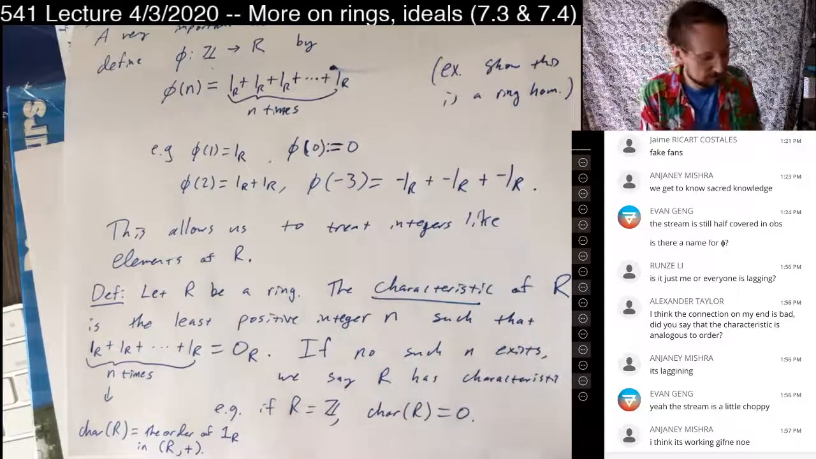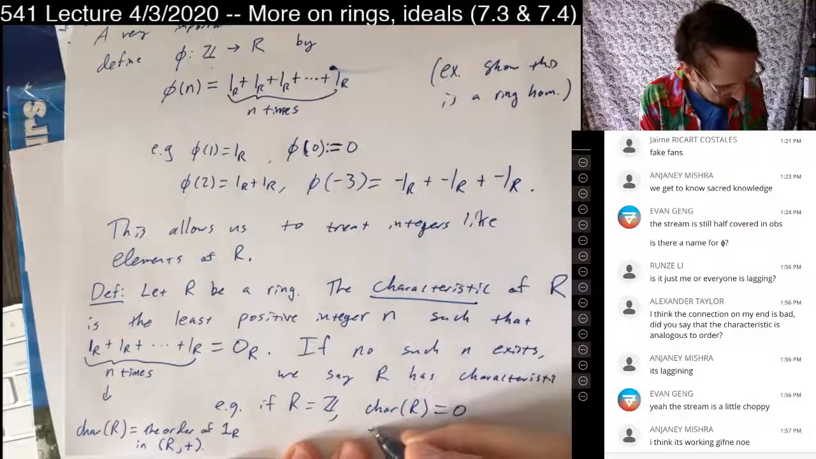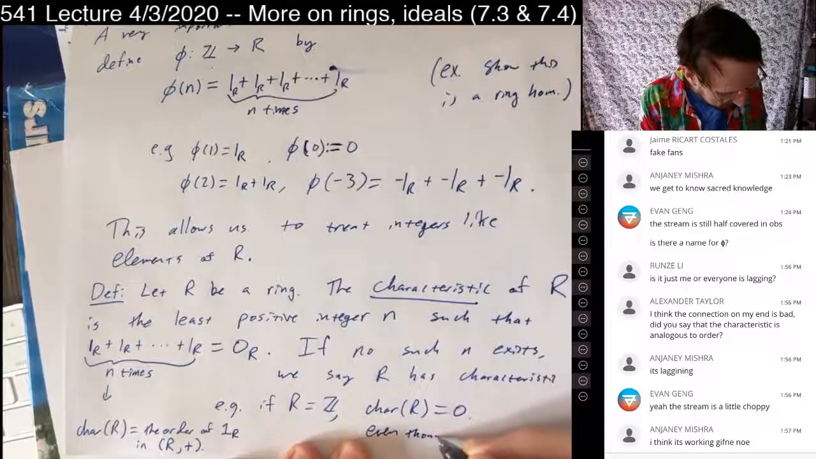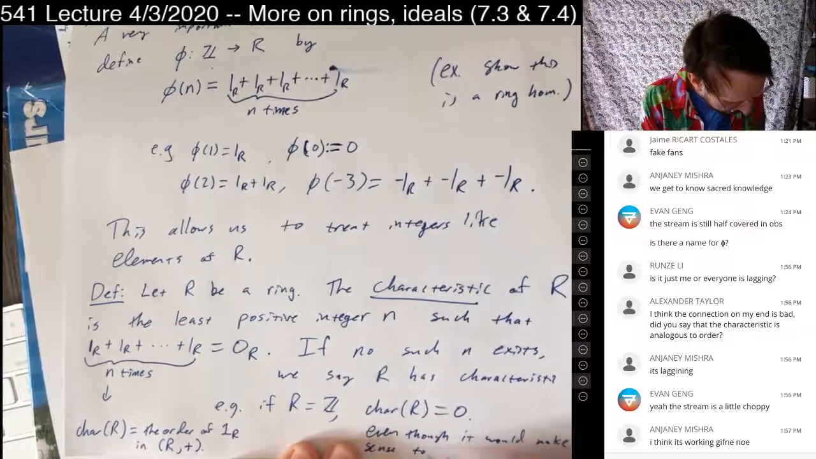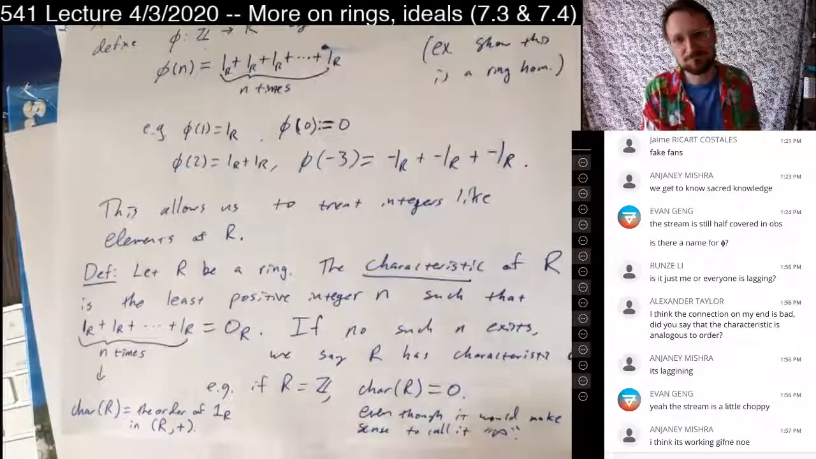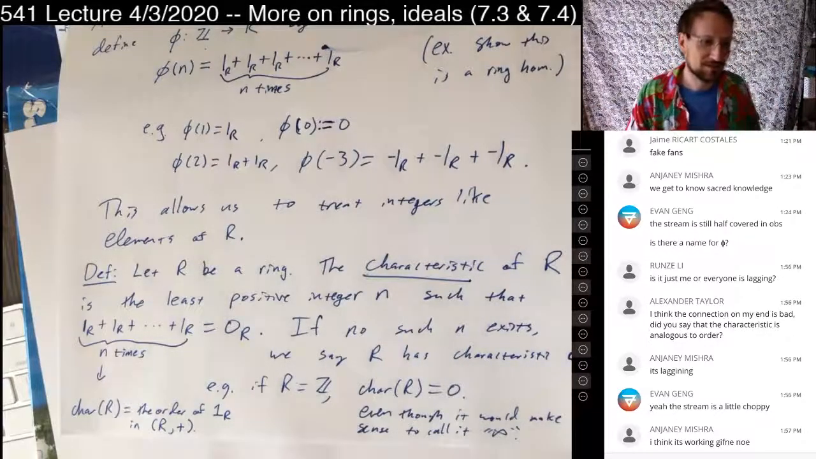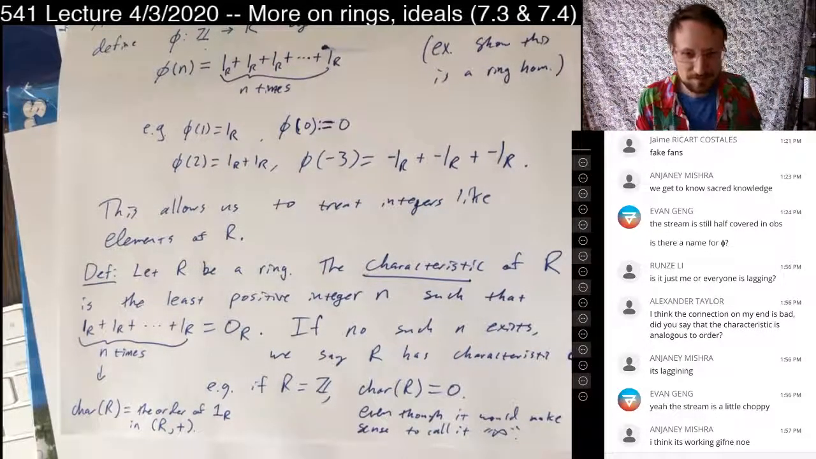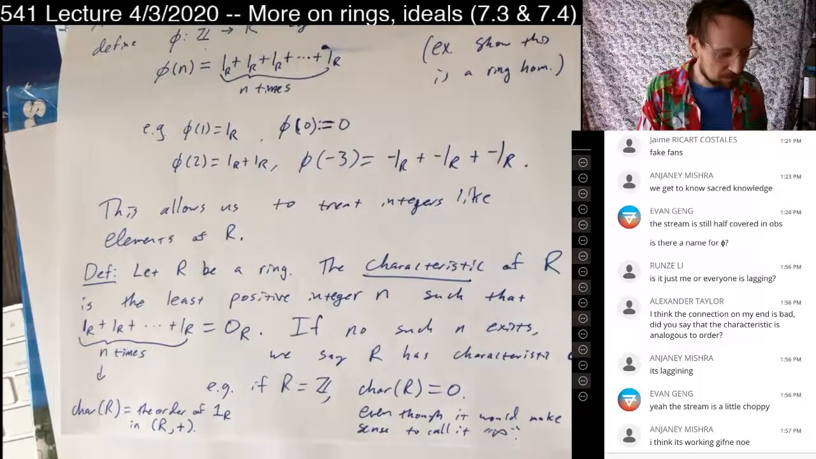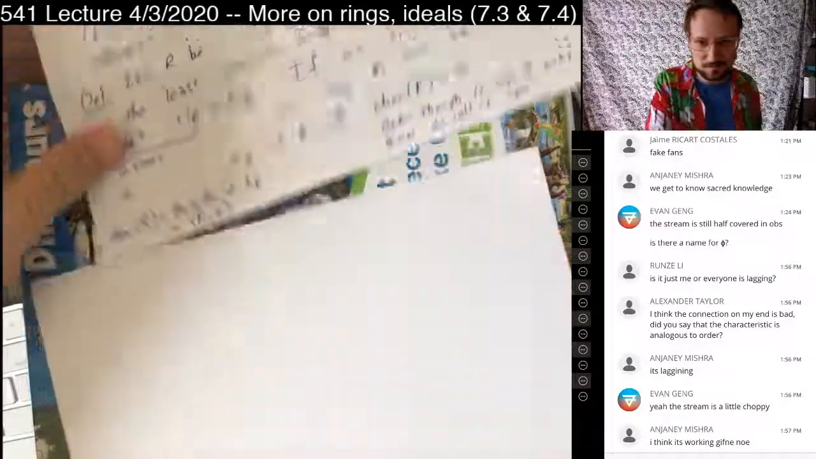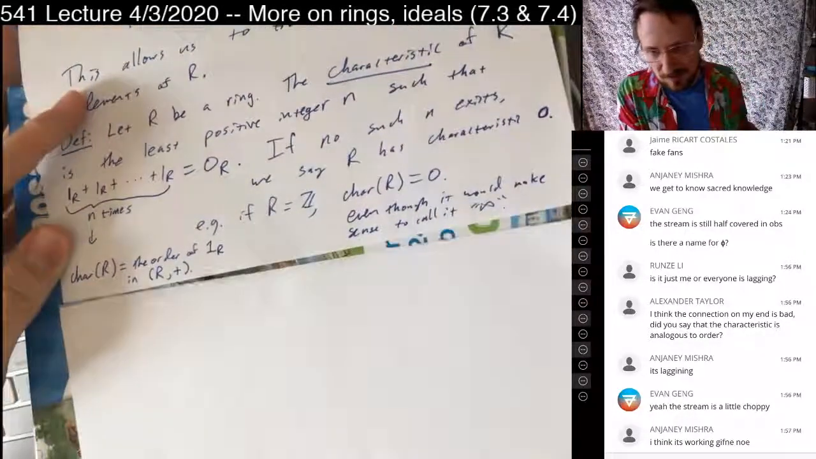But even though it would make sense to call this infinity, we call it zero. I don't know. That's just, yeah. This isn't super important. We're not going to actually talk about characteristic that much. But I just wanted to say a couple of things.